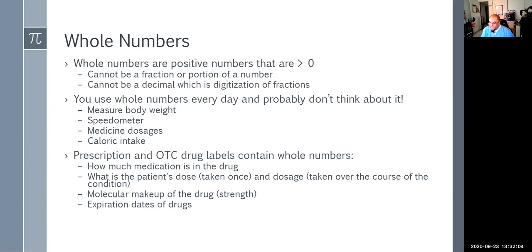So let's say that you have the flu. The flu's not a good example. Let's say that you have a bacterial infection, and your doctor prescribes you an antibiotic. Your dose is how many you're supposed to take at that time. So every 4 hours, every 6 hours, whatever it is, one pill every 6 hours. The dosage is how many pills you're supposed to take over that whole illness. I like to think about this.